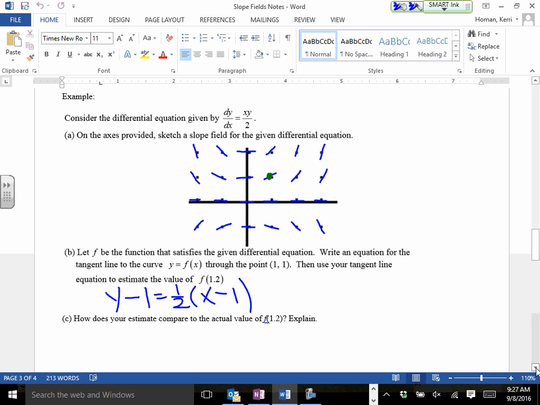We use tangent lines to approximate values on the curve. We could work backwards and find this particular solution that goes through (1, 1). Not always is that a possibility. So sometimes we have to use the tangent line to approximate a value on the curve. So let's approximate f(1.2) using our tangent line.